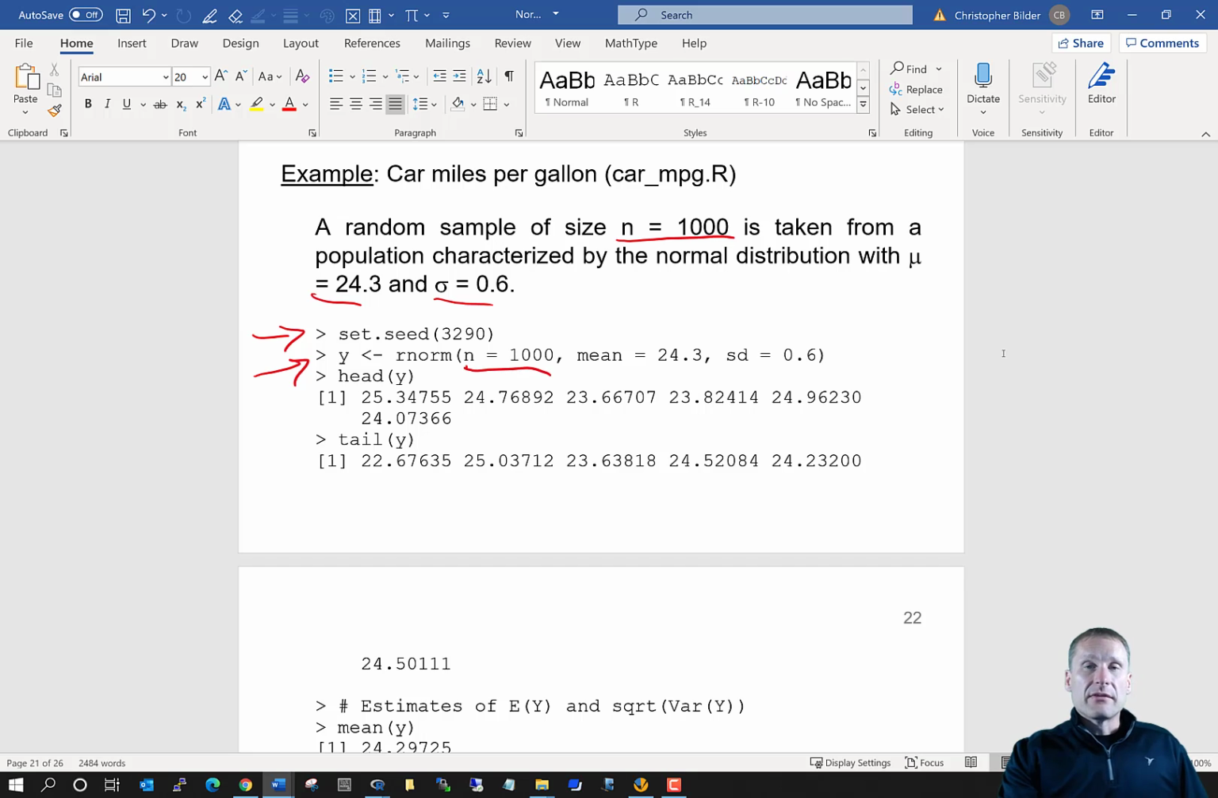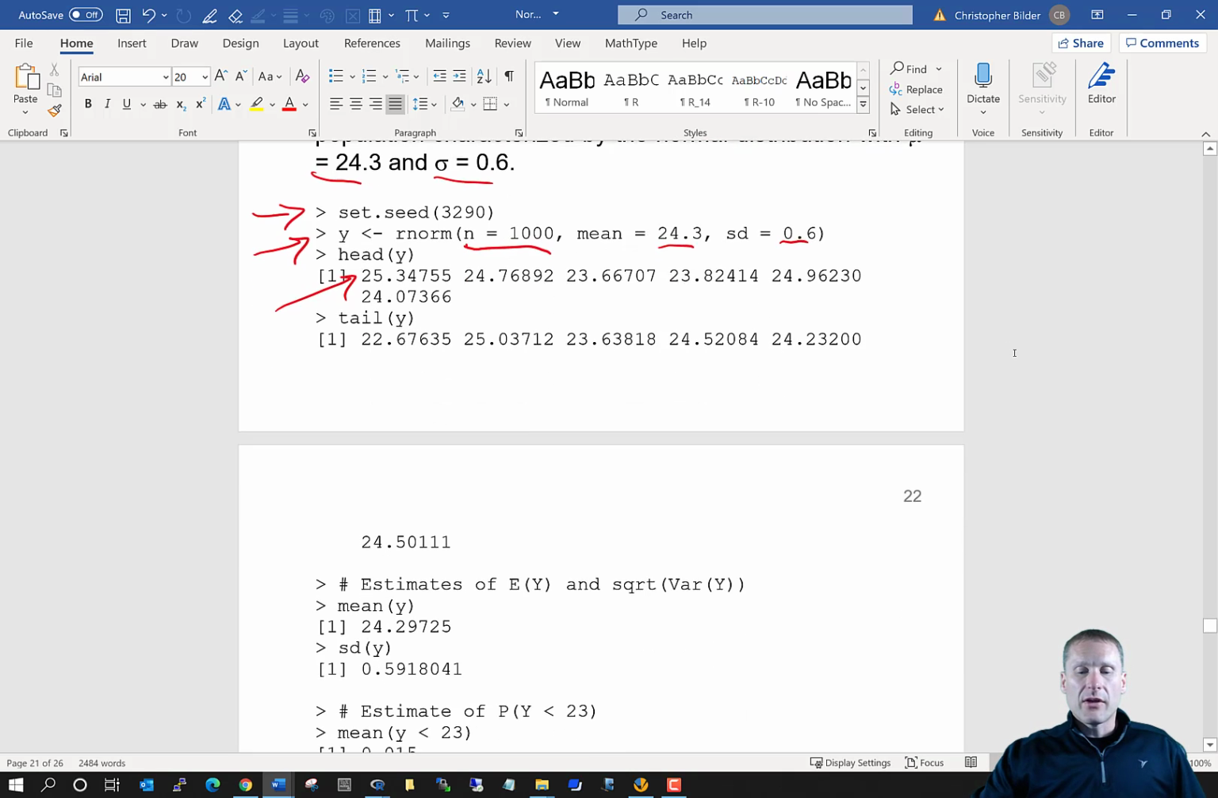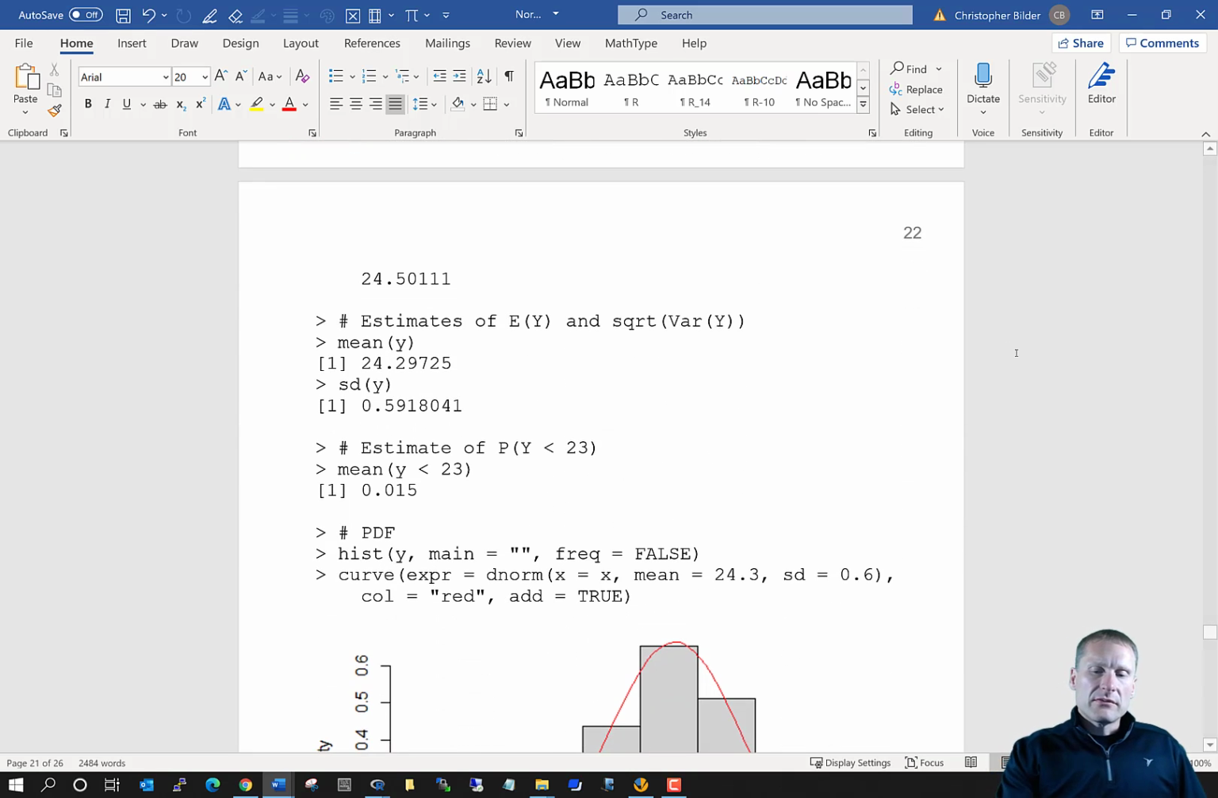The first argument, n is equal to 1,000. Put in my mean, put in my standard deviation. So the very first value that I get in my sample is 25.34. Next one's 24.76, and so on. Well, let's take the sample mean of those 1,000 values. Let's find the sample standard deviation of those 1,000 values, and guess what? Those values are very, very close to what we had for the expected value of y, mu, and the variance of y, sigma squared, that we had before, or think of it as sigma, the square root.